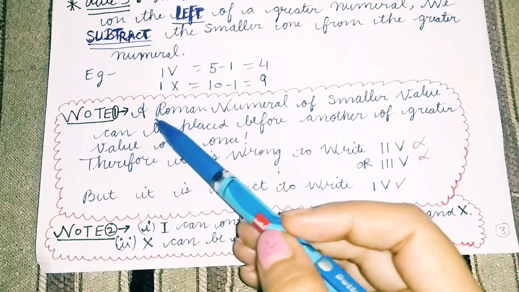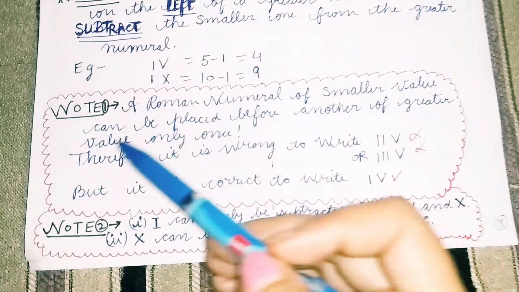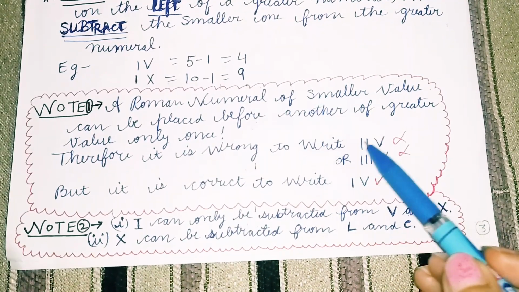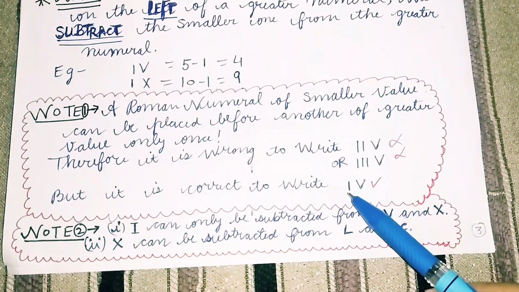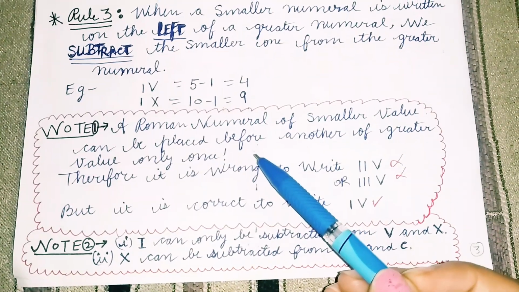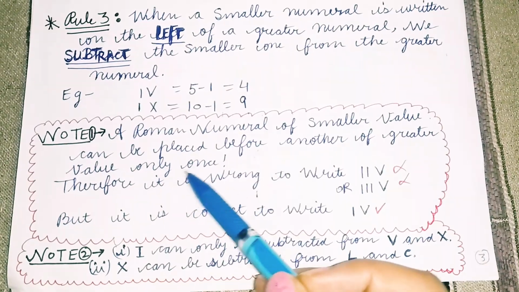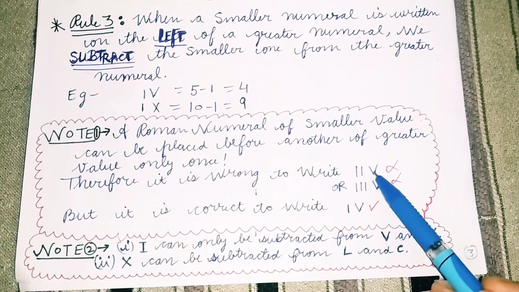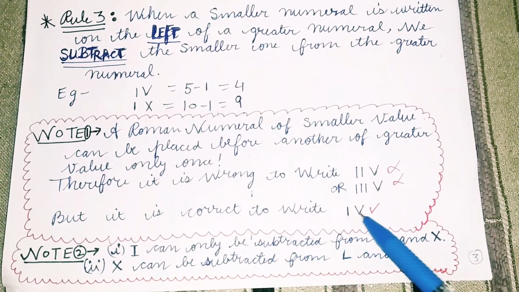First note says, a Roman numeral of smaller value can be placed before another of greater value only once. Therefore, it is wrong to write IIV or IIIV. But it is correct to write IV. So this note says that you can place the symbol of smaller value before a symbol of greater value only once. That is, you cannot use the smaller symbol more than once before the greater symbol value. Okay, so it is correct to write IV.